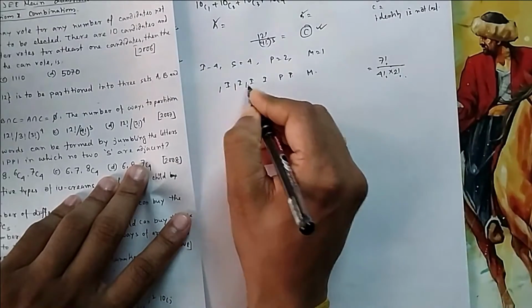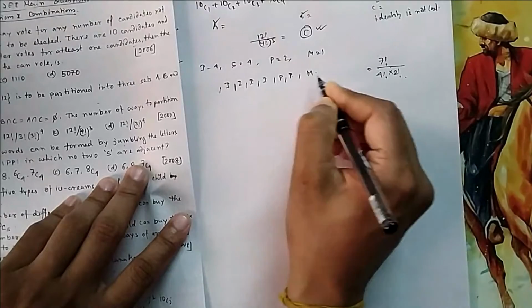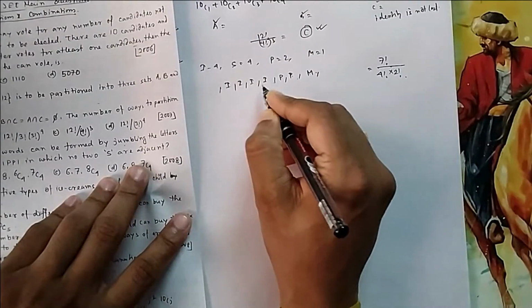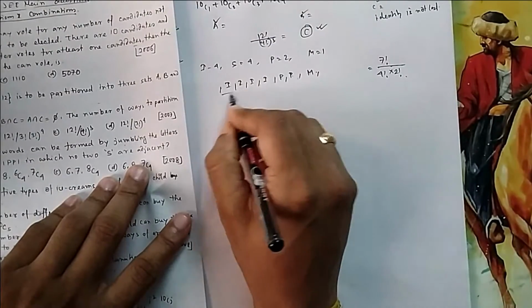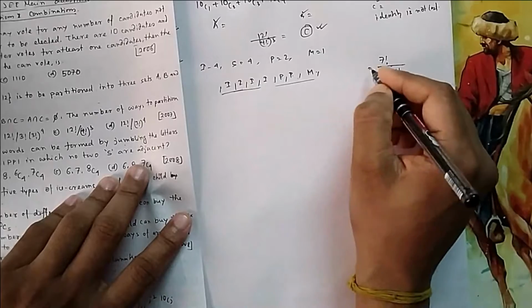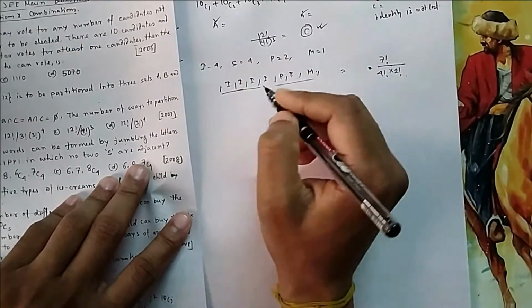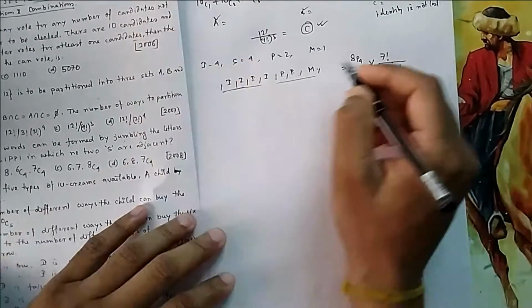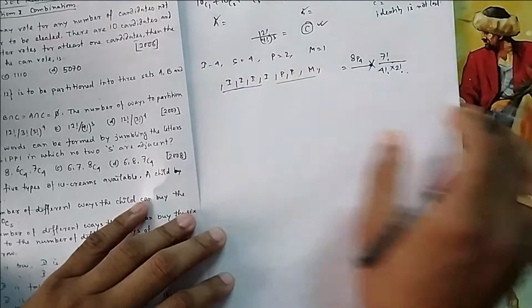In between them you put S. So how many places in between them are there? 1 2 3 4 5 6 7 8. There are 8 such places, 4 plus 4. In these 8 places you put these 4 S. Now you can put it in 8P4. So you have to choose 4 places and then you have to arrange them also.